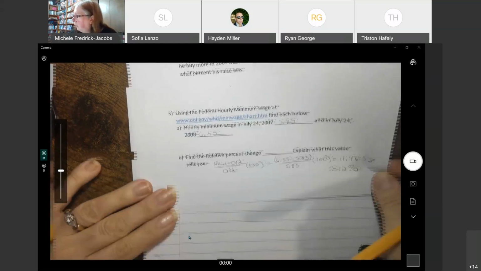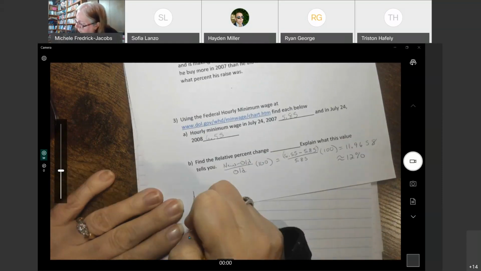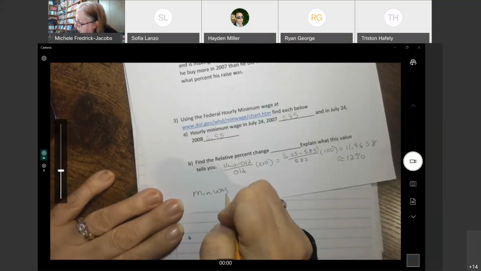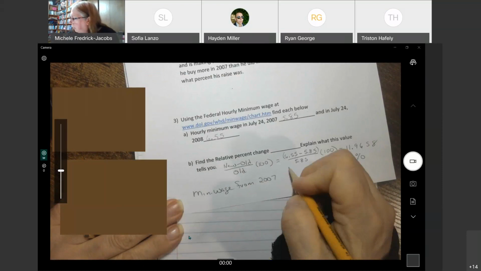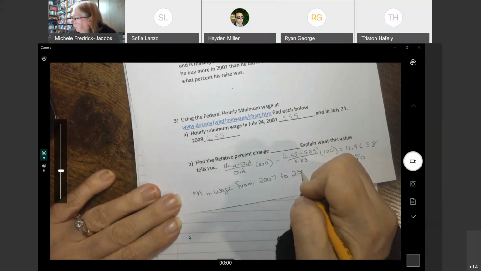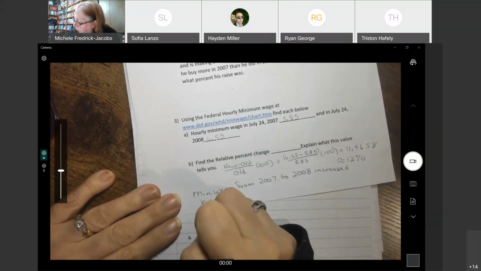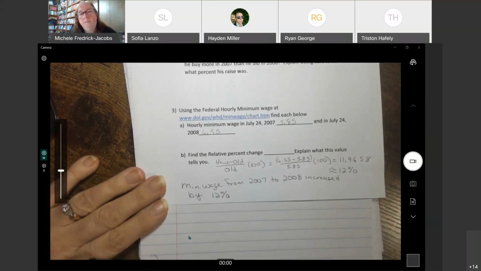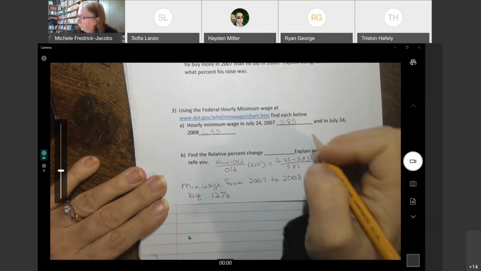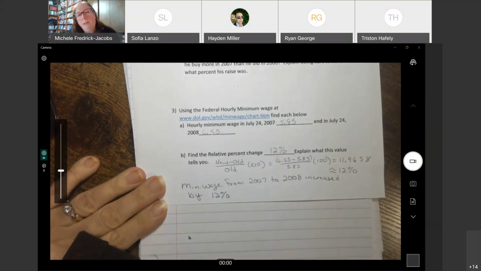Explaining what this value tells you. The minimum wage from 2007 to 2008 increased by 12%. Any questions on that?